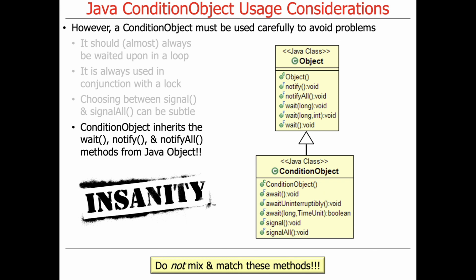Another thing to keep in mind, ConditionObject inherits the wait, notify, and notify all methods from Java object. Do not mix and match these methods. I will say this now. I will say it again when we do assignment 2B. People will forget. They'll get it wrong. So just be very careful. Don't forget which methods to use under the right circumstances.